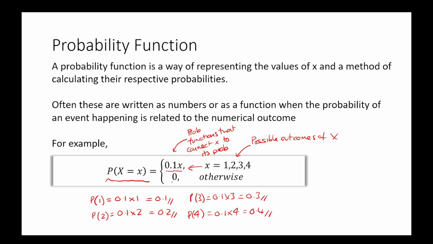Now, for all other values, so for example, if I want to work out the probability of 6, then that is going to follow this function, in which it's going to equal 0. So for all non-values of x where it's not 1, 2, 3, or 4, the probability is going to be 0. And again, x could be a negative number, in which it falls under this latter category, which gives me a probability of 0.